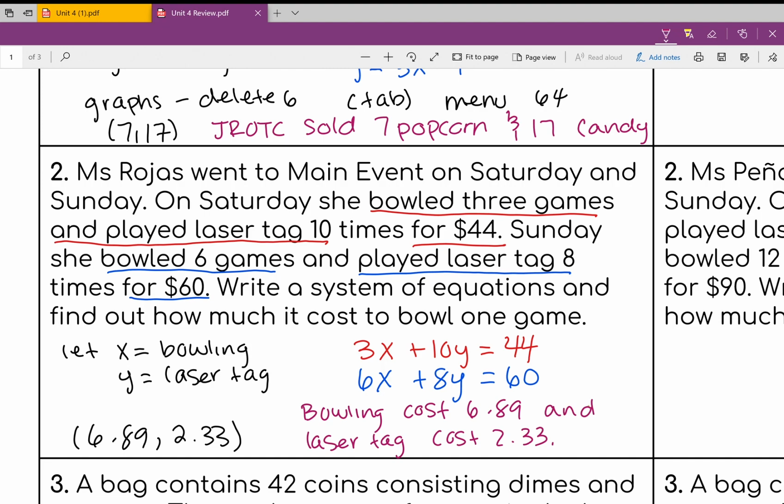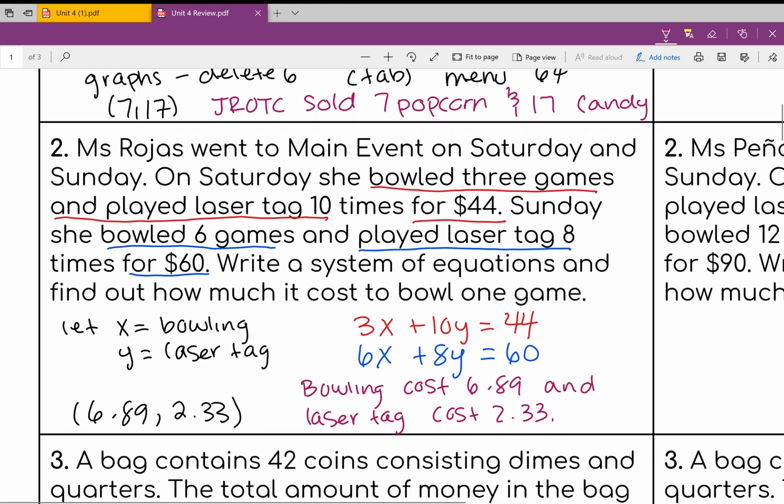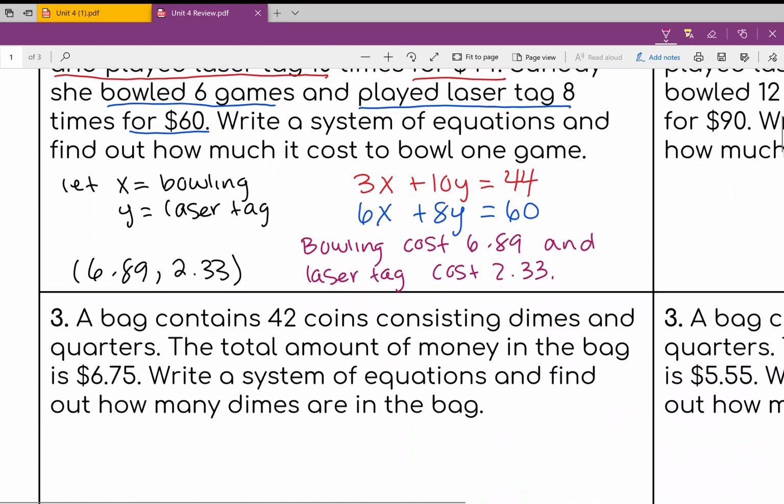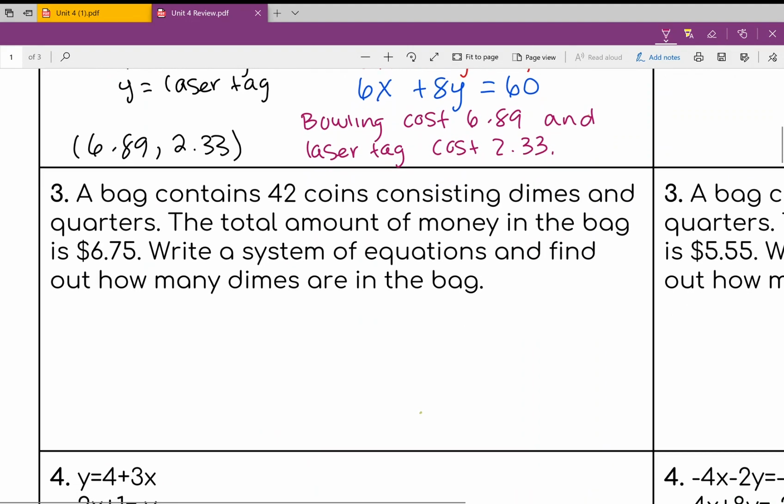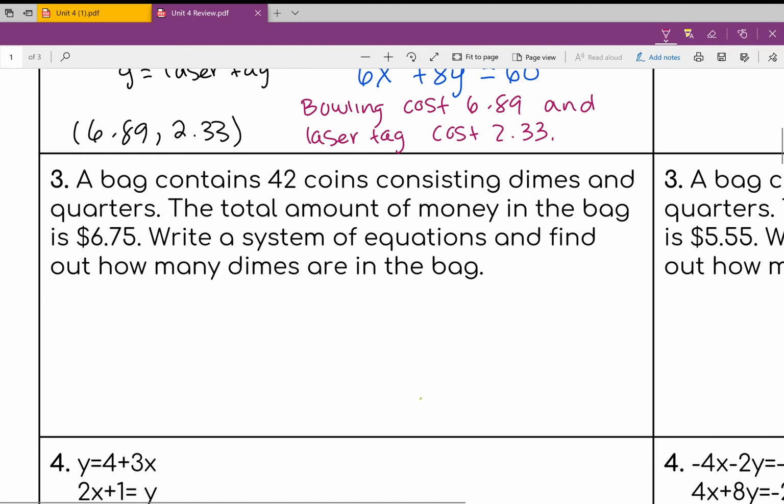So for every game of bowling, they paid $6.89, and for every game of laser tag, she paid $2.33. Okay. Remember, these are going to be the type of questions that are on the test tomorrow. So if you're still confused, when this is done, you can ask me a question.